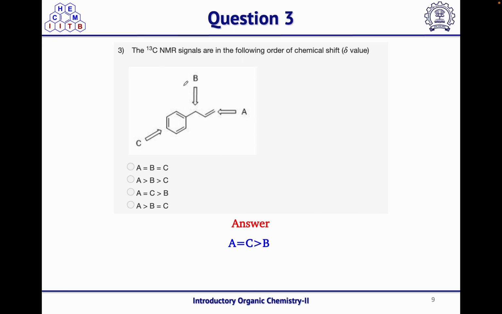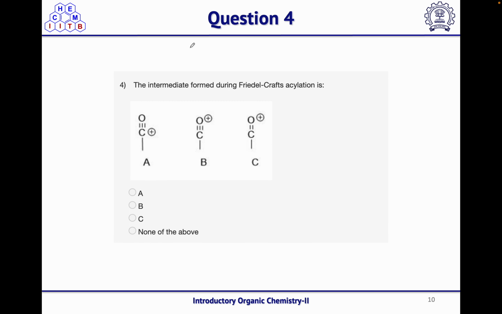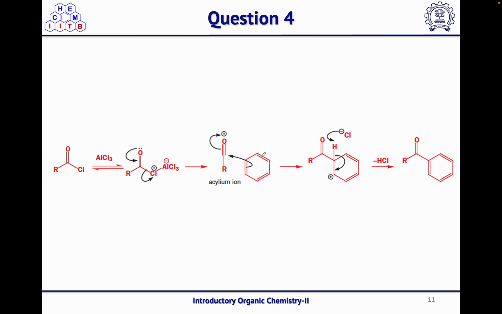Now let me move forward towards question number 4. This is question number 4. They have asked, what is the intermediate that is formed during Friedel-Crafts acylation reaction? They have given 3 options, A, B and C. Which is the right option? So we can see the mechanism for Friedel-Crafts acylation reaction.